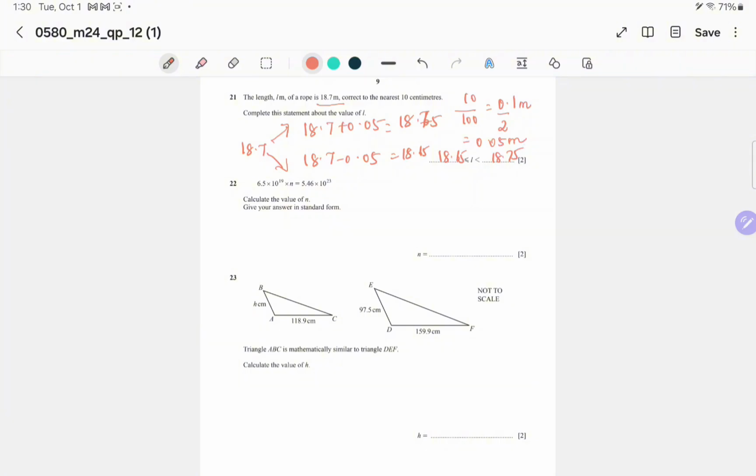Next question 22: 6.5 into 10 power 19 into n is equal to 5.46 into 10 power 22. Calculate the value of n. Give your answer in standard form. So how to solve it? We will find the value of n.